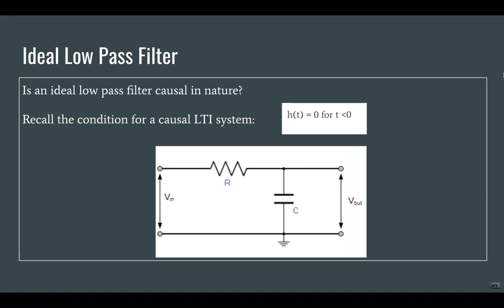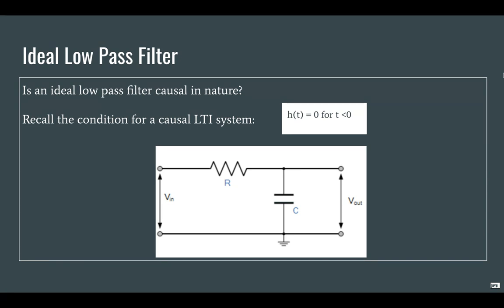So now that we have a better idea of what causality is and a causal LTI system, I want to ask you the following question. Is an ideal low-pass filter causal in nature? Well, as we can recall, the condition that we derived in the previous slide states that in order for an LTI system to be causal, h of t must be equal to 0 for t less than 0. So, how can we prove that an ideal low-pass filter is or isn't causal in nature?